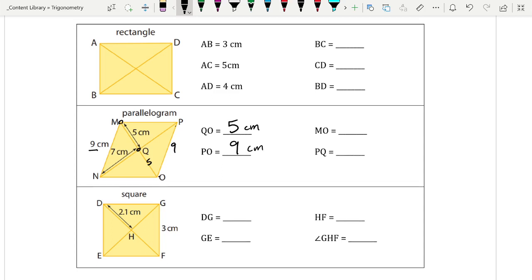And then M to O would, of course, be this distance from here to here, 5, added to that 5, giving me 10 centimeters. And P to Q, since again this diagonal here cuts this diagonal in half, if it's 7 from here to here, it has to be 7 from there to there. So that's 7 centimeters. So that's the kind of logic you have to use to be able to do those questions there. Okay, so I wanted to go over that one.